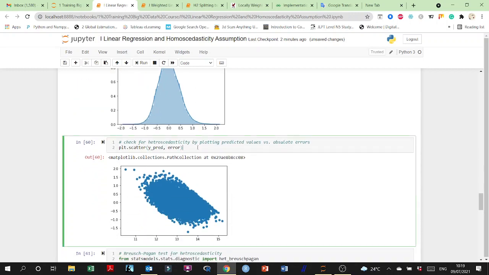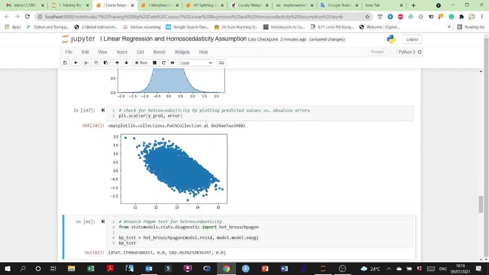The last assumption that we need to validate here is the assumption of heteroskedasticity. Actually, the assumption is homoskedasticity, and the check is the check for heteroskedasticity. What does that mean? The ideal scenario is that the variance of the error should be constant, should be the same.